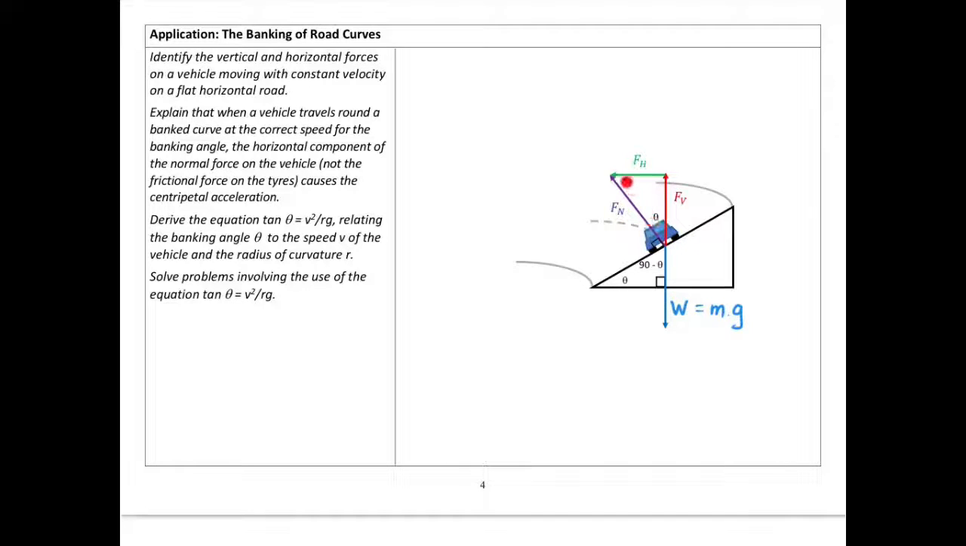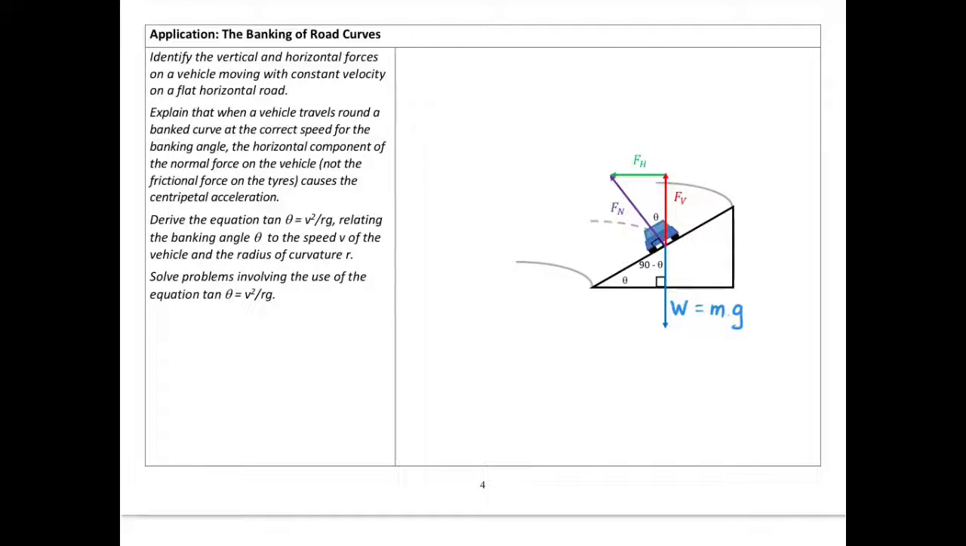So the normal force, the equal and opposite, is directed not straight back up, but at 90 degrees to the surface of the road. Normal is another word for a right angle, or something at a right angle, so we call that the normal force.